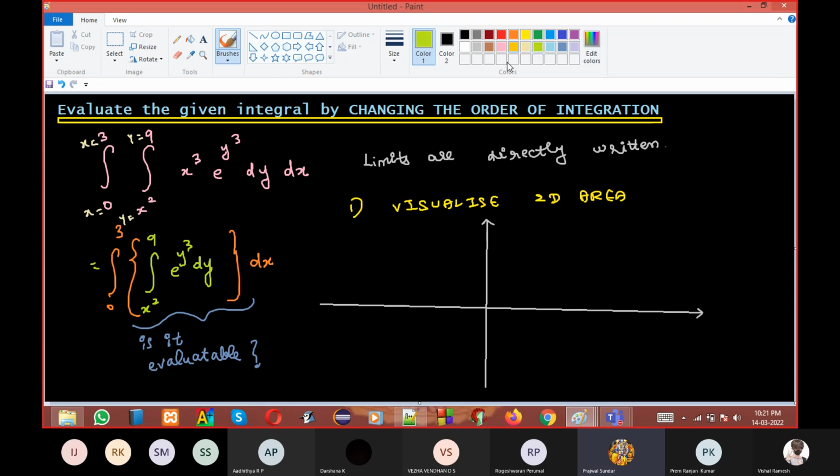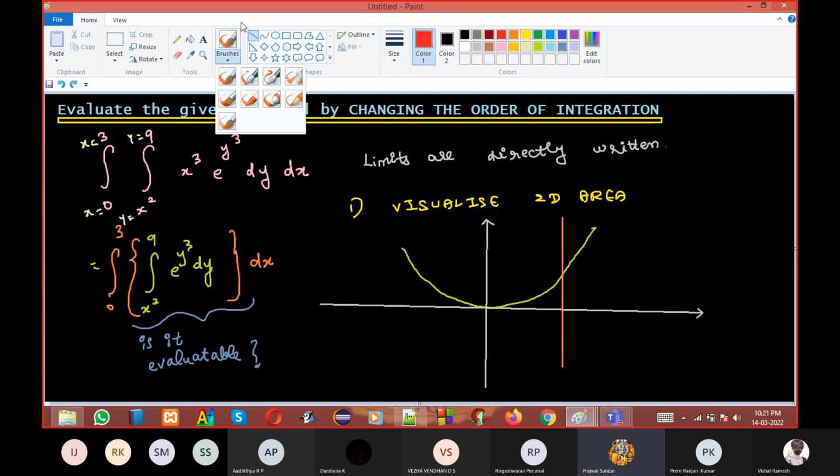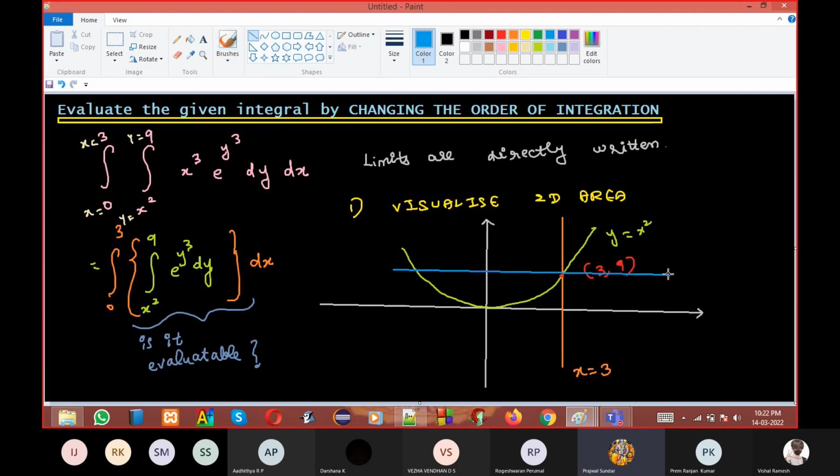Draw y equal to x squared. It will be like this. Oh, you're not drawing neatly. X equal to 3 will be like this. Y equal to 9 will be like this. Wait, I don't want to draw wrongly. This is y equal to x squared, and this is x equal to 3. What is the point of intersection? 3, 9 only. So y equal to 9 will come like this, and x equal to 0 will come like this. Now we have this bounded region.